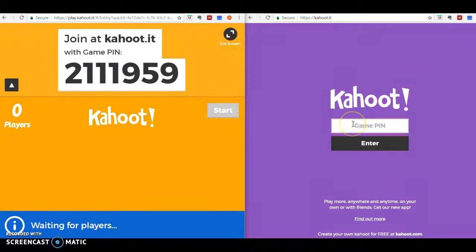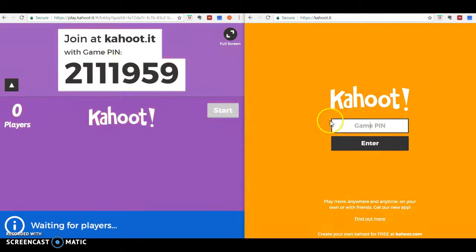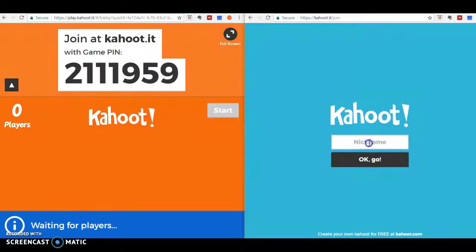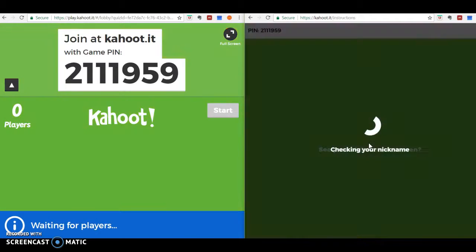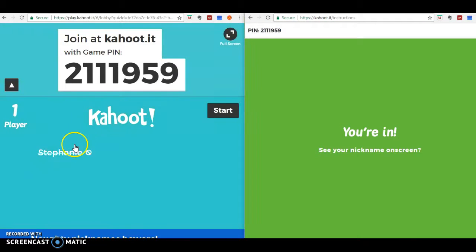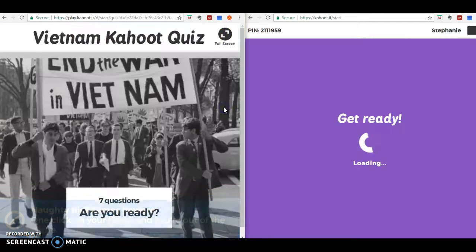For the students on the right side of the screen, they have to enter the game pin, which can be found right over here. So it's 2111959. Students will enter that, and then they will enter their name. Once they enter that, it will show up on the teacher's screen so that they know who is in and how many are in as well. And so the teacher will start the game.